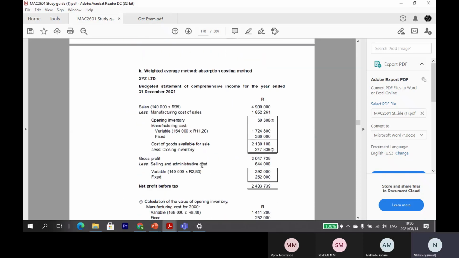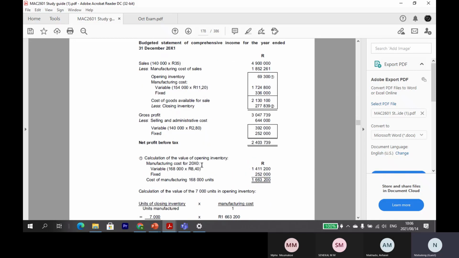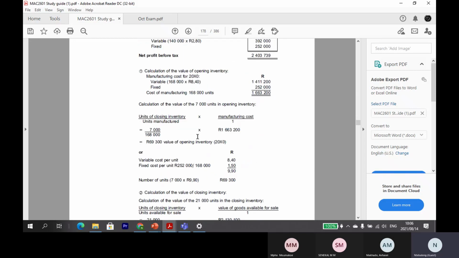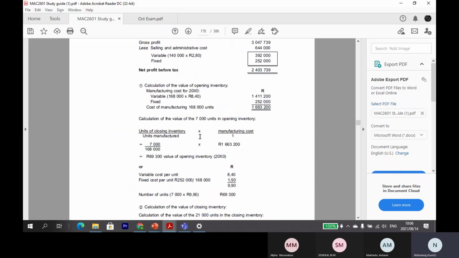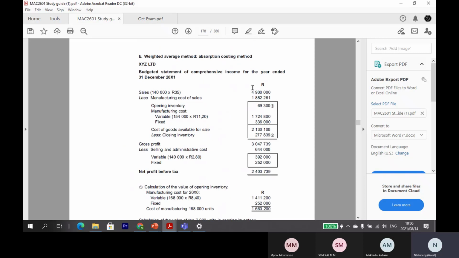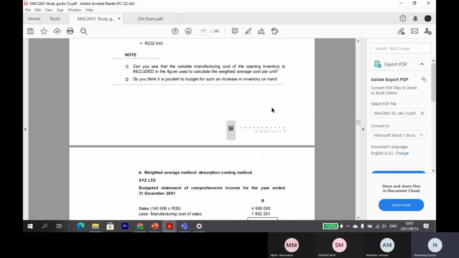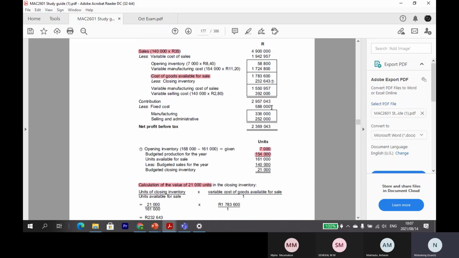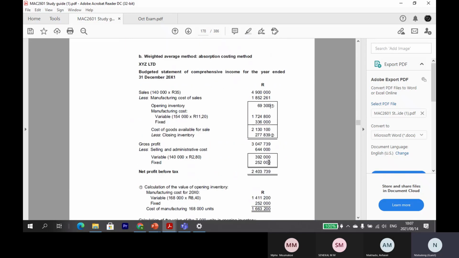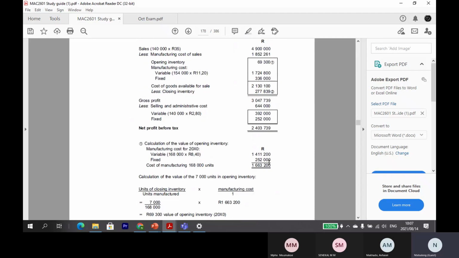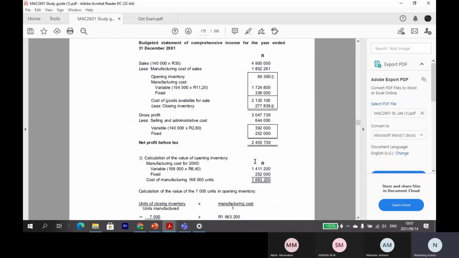Okay, cool. Then for absorption costing, let's see how it's done. It's the same principle, guys. It's literally the same. But let's look at it. Sales, fine. We know what it is. Manufacturing cost of sales, we have an opening inventory. So now, with this opening inventory, remember, under the direct costing method, it was straightforward because we could see the cost straight up.